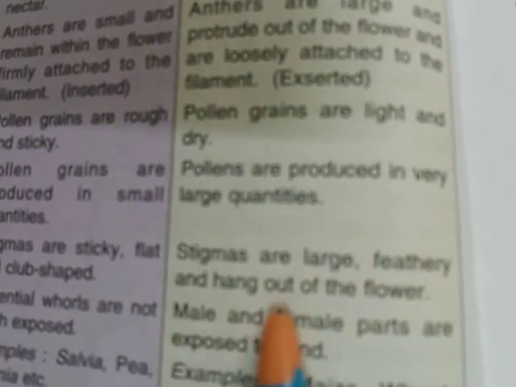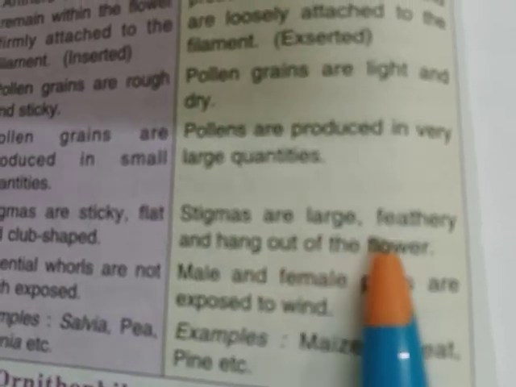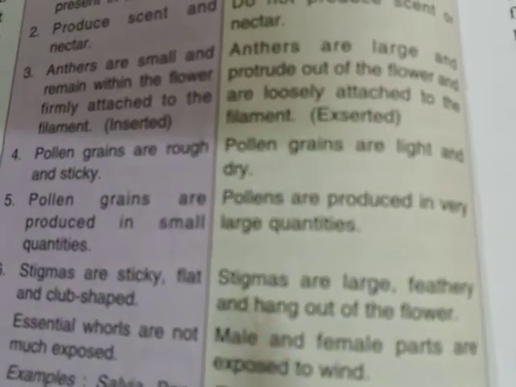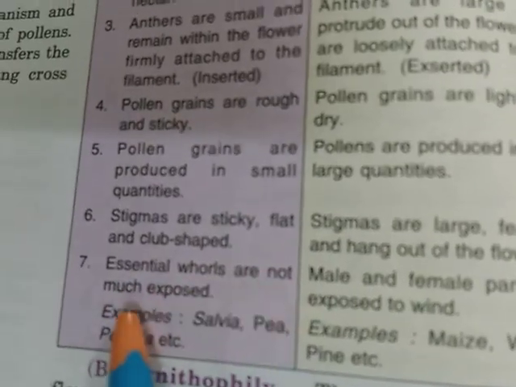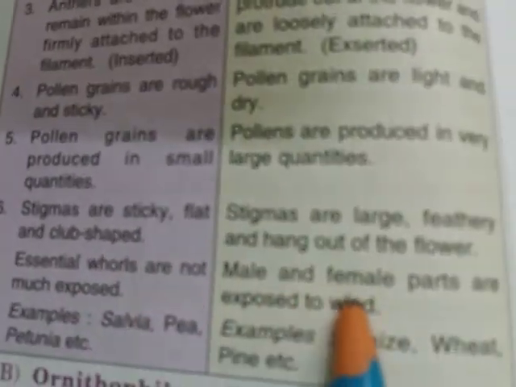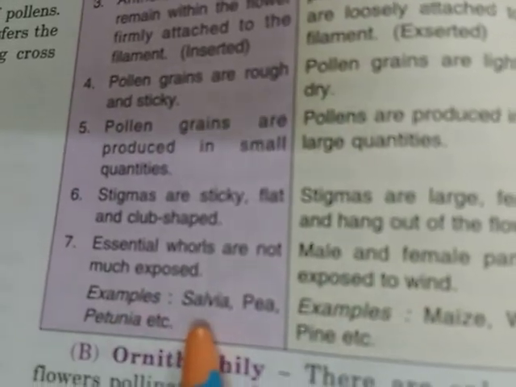Stigmas are sticky, flat and club shaped in insect pollinated flowers. Here in wind pollinated flowers the stigmas are large, feathery and hang out of the flower so that they can trap the pollen grains which are moving away in the wind. In insect pollinated flowers the essential organs are not much exposed, while here male and female parts are exposed to the wind. Examples are salvia, pea, petunia for insect pollinated, and maize, wheat, pine, etc. for wind pollinated.